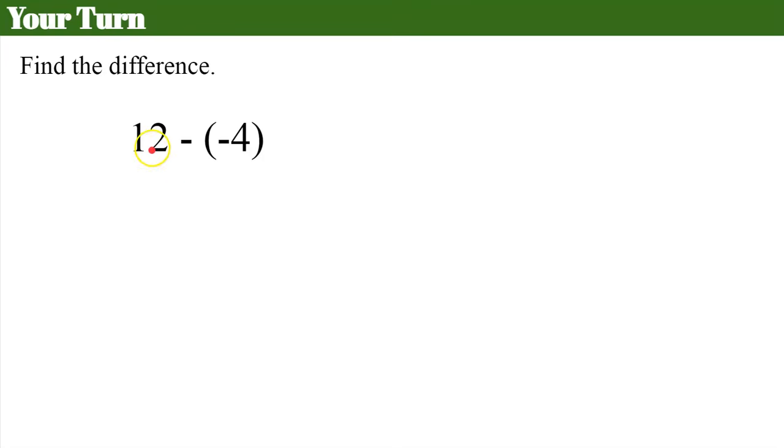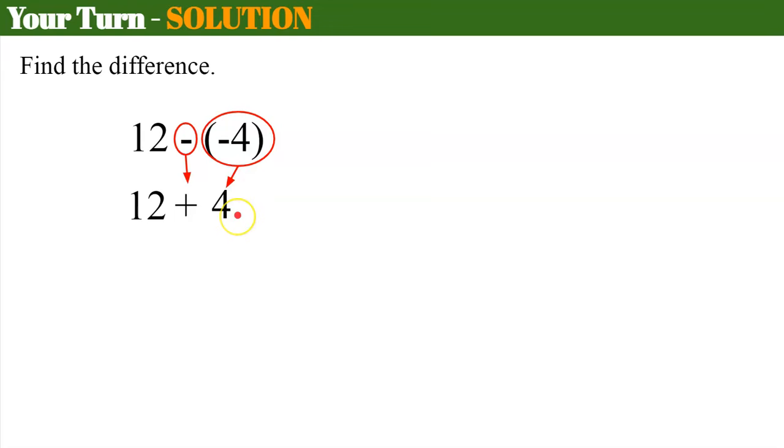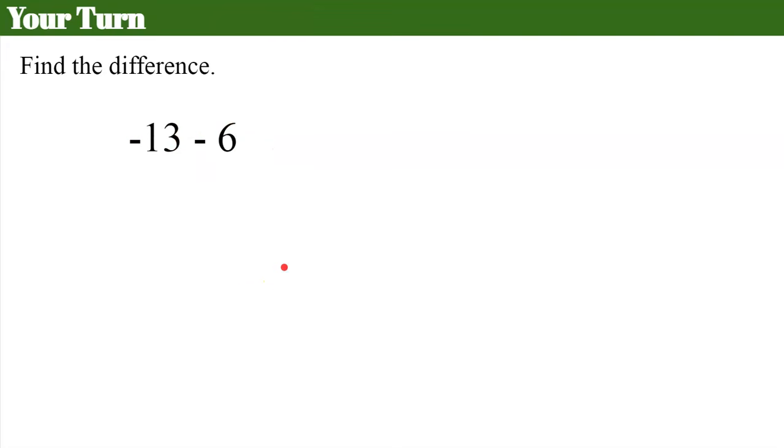Welcome back. So I'm going to first rewrite this to addition. I'm going to keep 12, change subtraction to addition, and the opposite of -4 is +4. Now I have the same sign, 12 plus 4, so they're both positive. My answer is +16. Here's another one. Please pause. Come back when you're done.